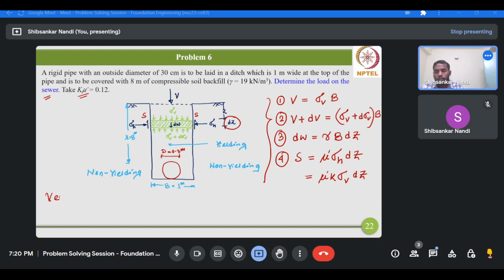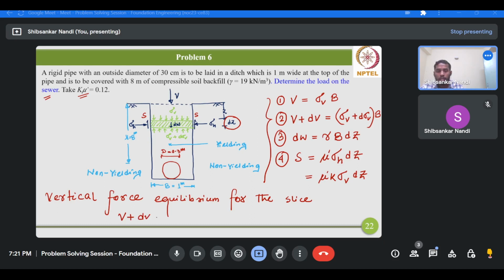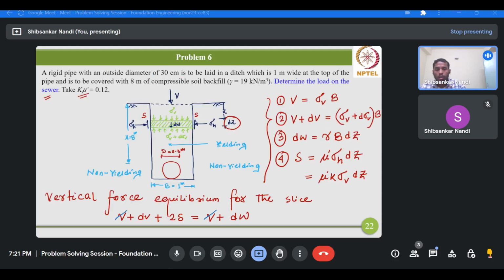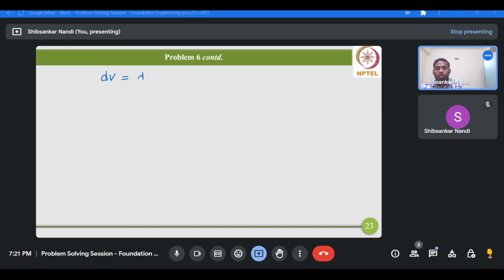So if we consider the vertical force equilibrium for the slice, then it will be V plus dV plus 2S equals V plus W. Now V and V will cancel out, so we will only have dV equals 2S minus dW. Okay, sorry, dW minus 2S.